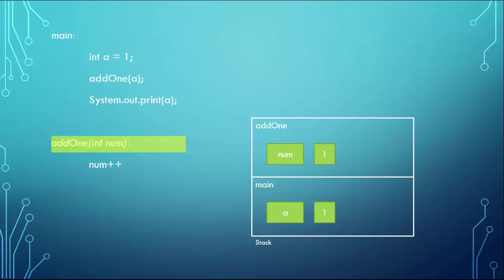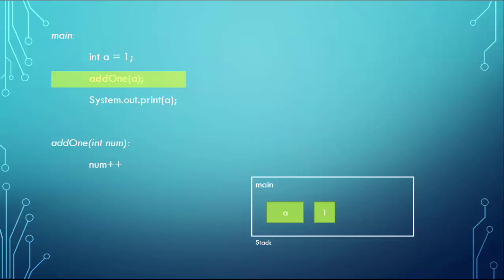But you'll notice those are two different variables in two different places in memory. So when we add 1 to num, it becomes 2, but a is not changed. They are totally different variables. They just happen to start with the same value because we passed a to the add1 method. When we're done with the add1 method, that space in memory actually disappears. And then we print it out. We print out a still has a value of 1.